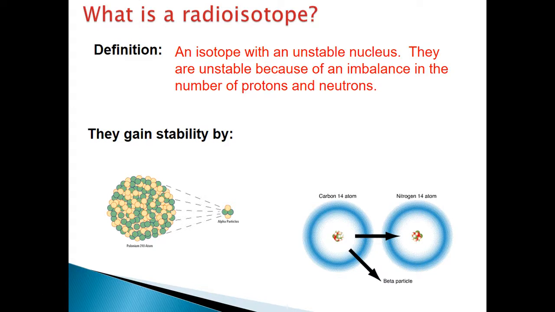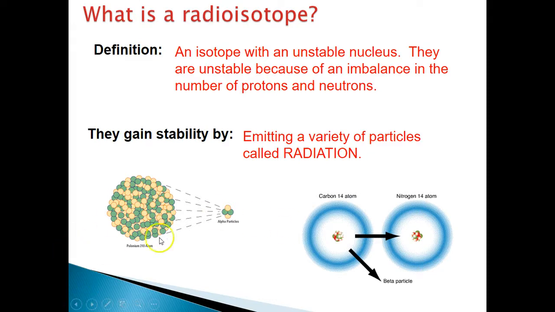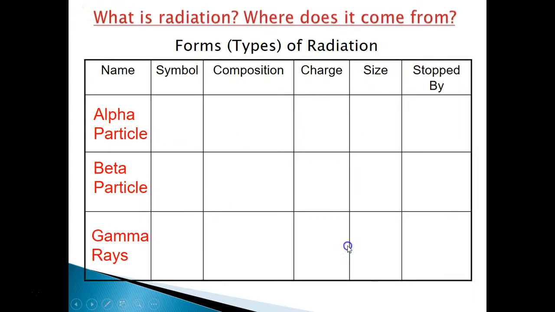Now, a radioisotope can become stable by emitting a variety of particles. We call these emitted particles radiation. So here we have polonium-210. It's becoming more stable by spitting out something called an alpha particle. Carbon-14 can transmute into nitrogen-14 by spitting out something called a beta particle. So let's talk about this radiation.